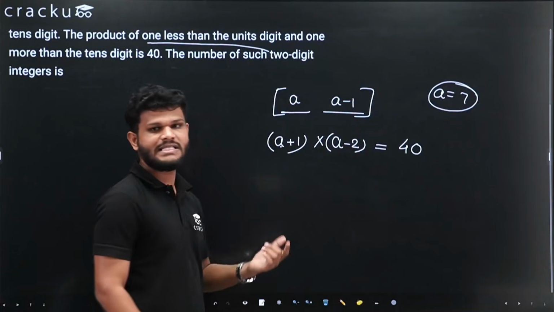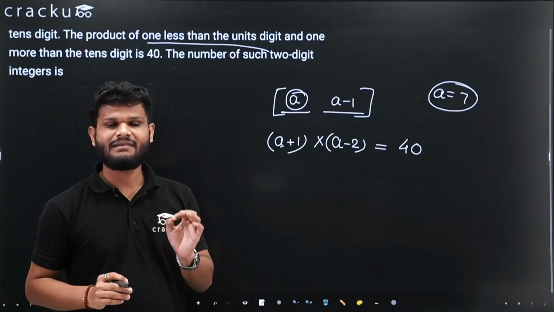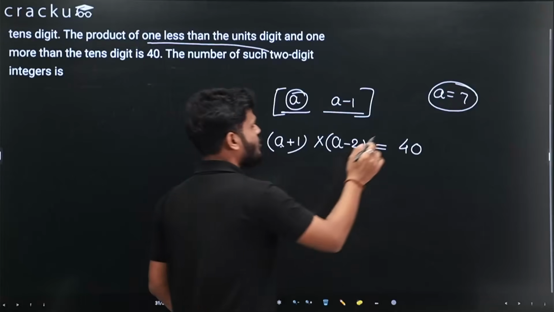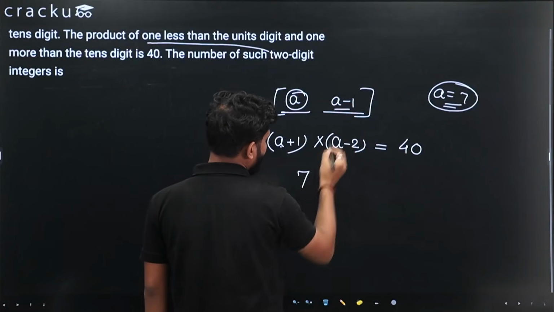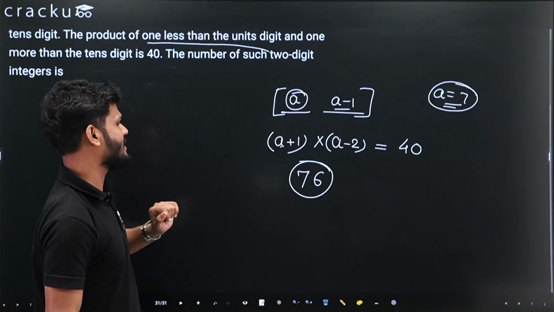Why are we not taking A is equal to 10? Because A is a digit, right? It can be from 1 to 9 only. So we took from 1 to 9. And among that, only this is satisfying. So this will be 7, A minus 1 is 6. So this is the number which satisfies the given condition.